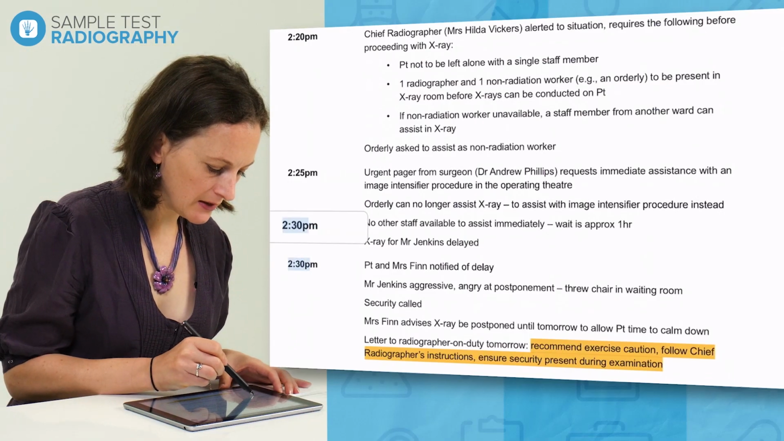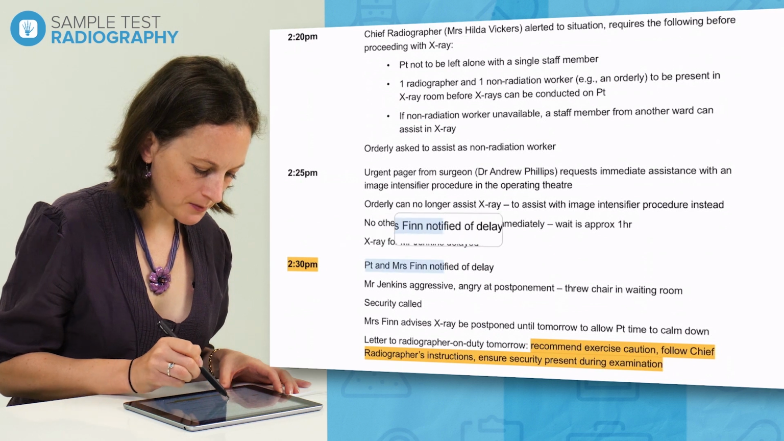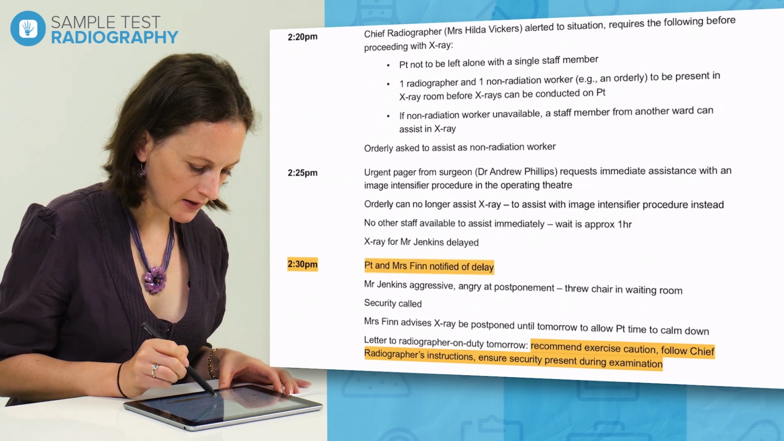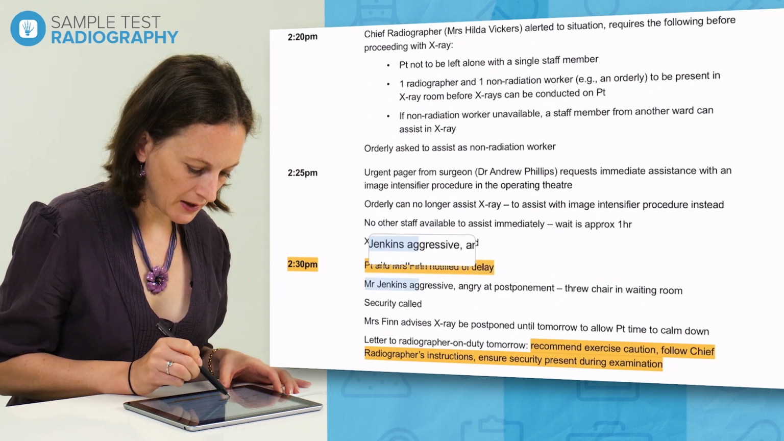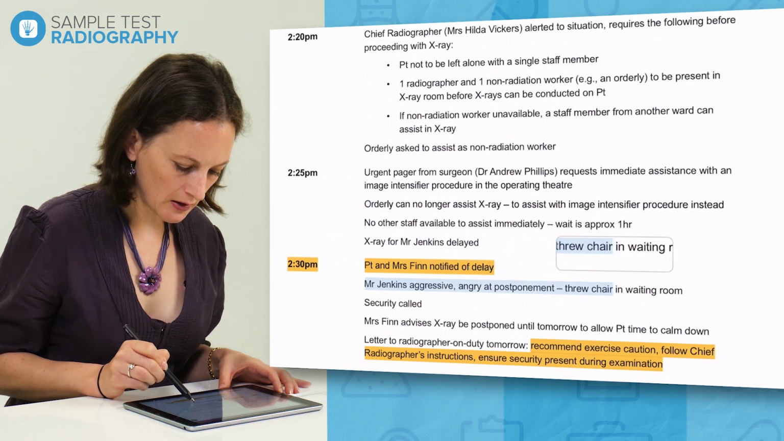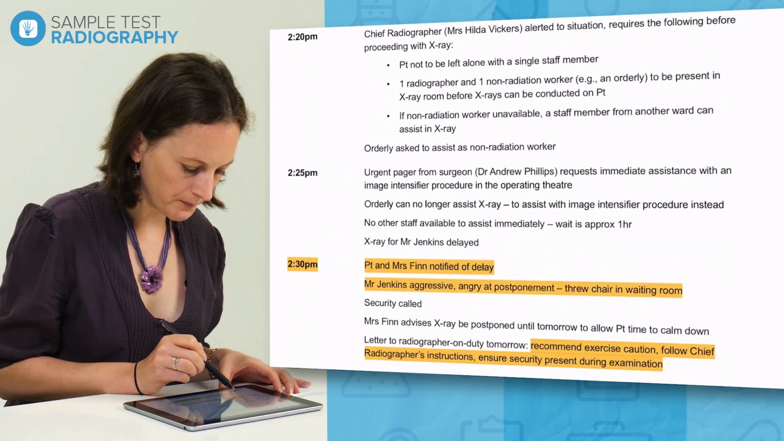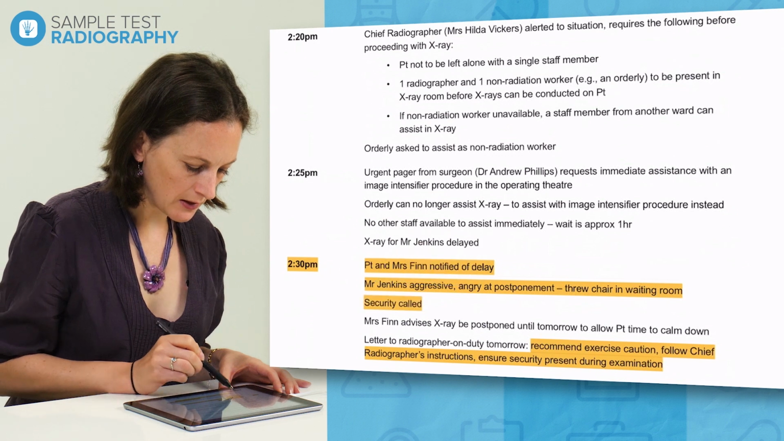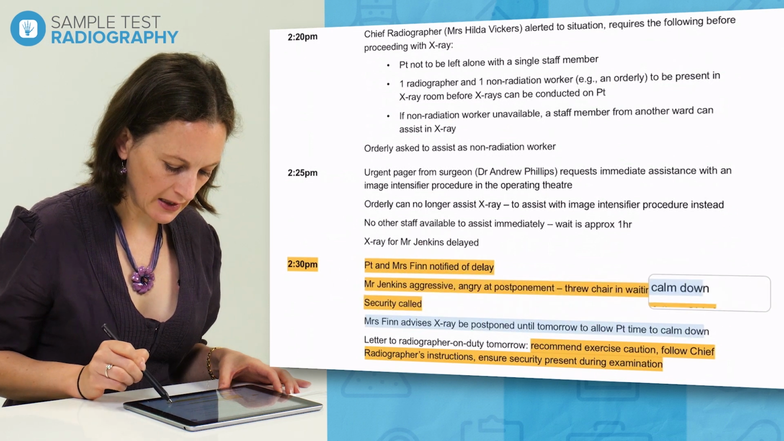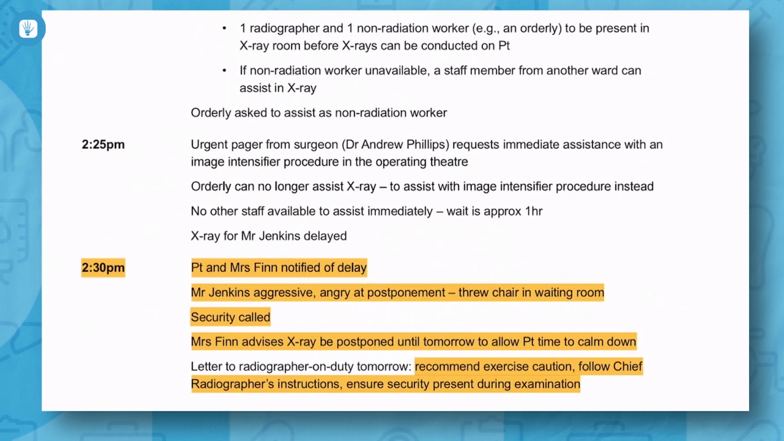At 2:30, the patient and Mrs. Finn were notified of the delay. The patient became aggressive and angry and threw a chair in the waiting room. Security was called and Mrs. Finn advised that the X-ray was postponed.